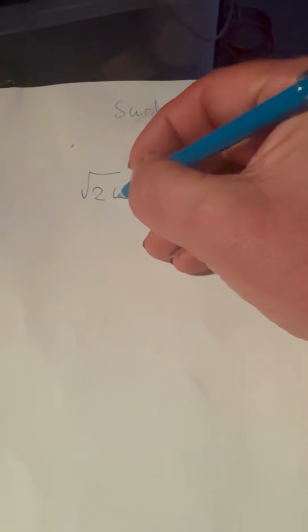Surds, Part 2, in Confessions of a Maths Tutor. How would you find the square root of 244? That's a perfectly legitimate sum, I'm afraid, in modern GCSE.